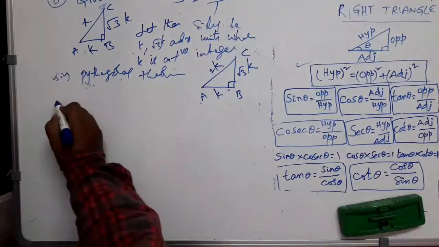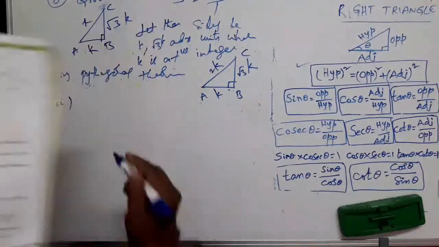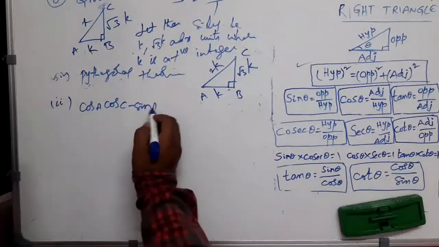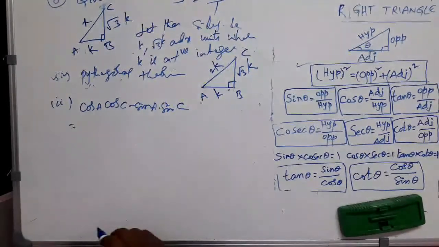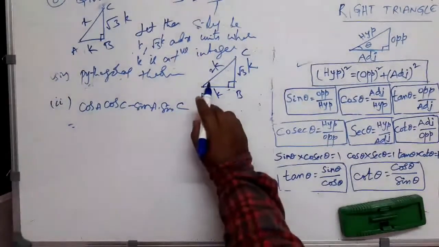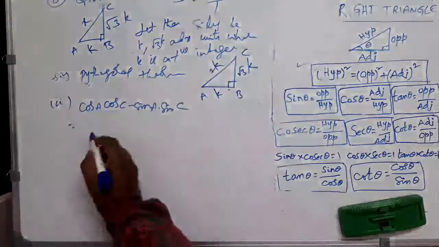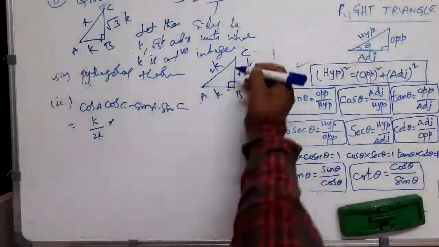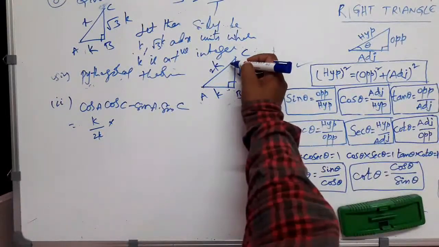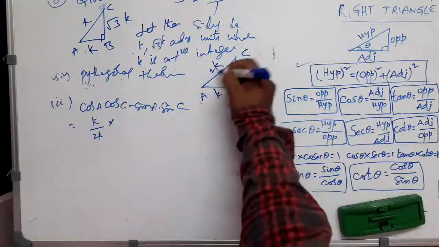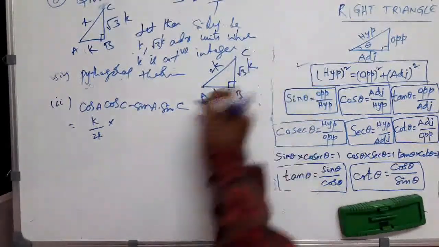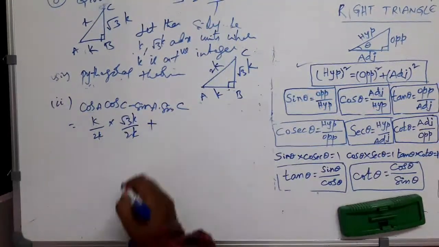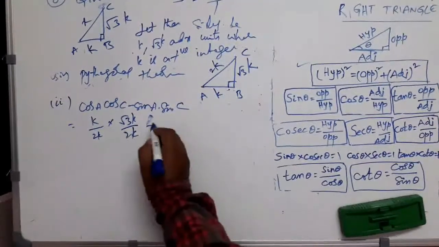See, second part of this: cos A multiplied by cos C minus sin A multiplied by sin C. For the angle A, what is cos A? Adjacent side by hypotenuse. So that is k by 2k multiplied by cos C. What is angle C here? Cos C is for this angle. Cos is adjacent side by hypotenuse. This is adjacent and this is hypotenuse, right? For this angle, root 3k divided by hypotenuse 2k, minus sin A into sin C.